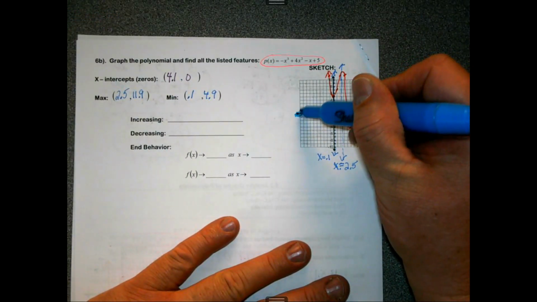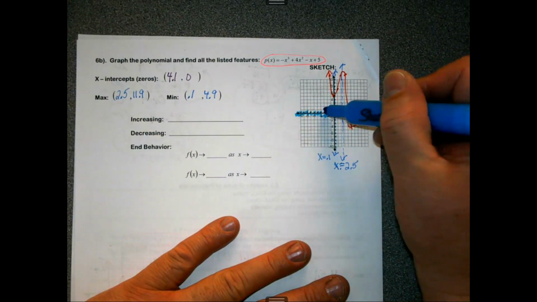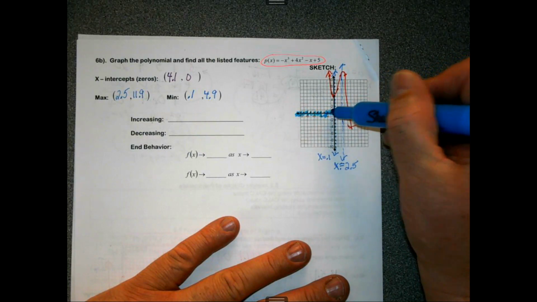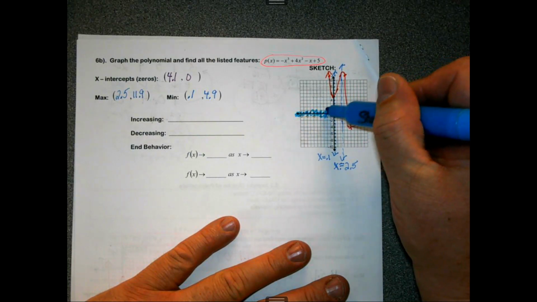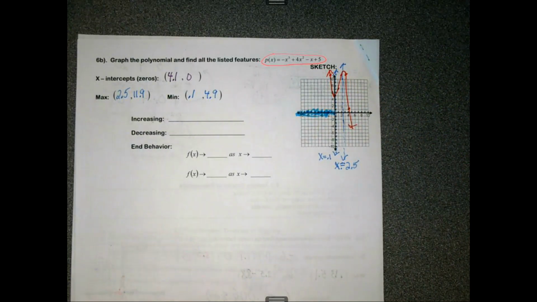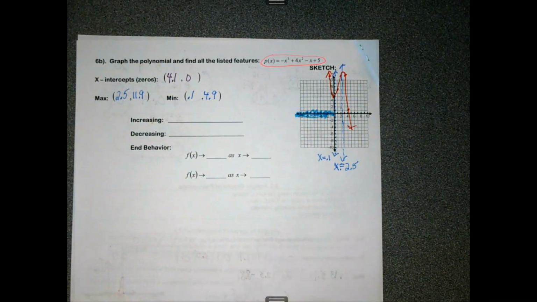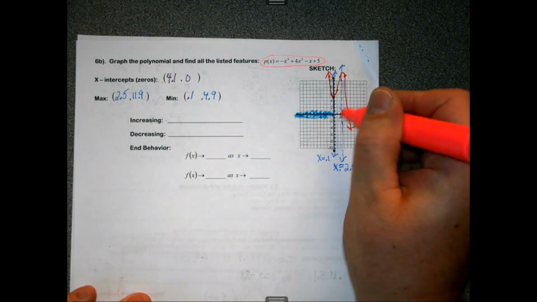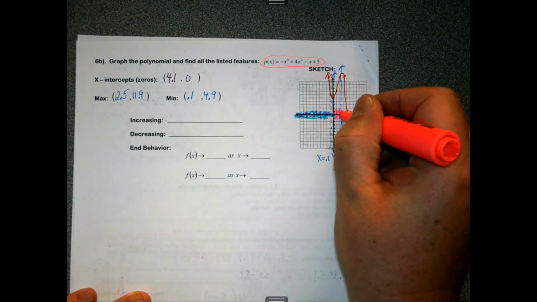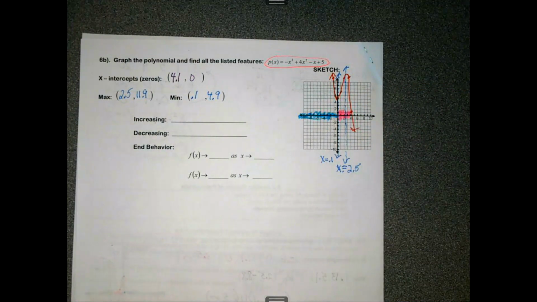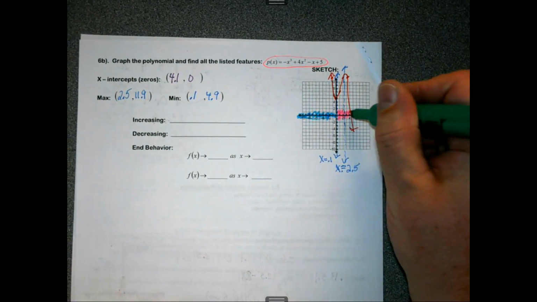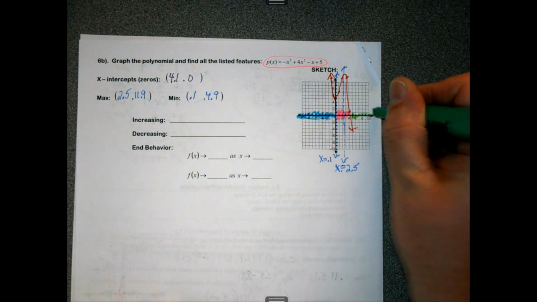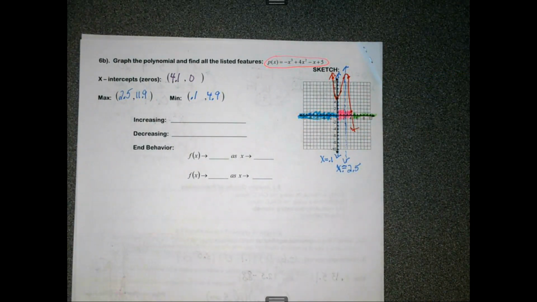Okay, it starts here at negative infinity, goes to my first turning point x value, 0.1. Then I got from 0.1 to 2.5. Then I got 2.5 out to 1,000.